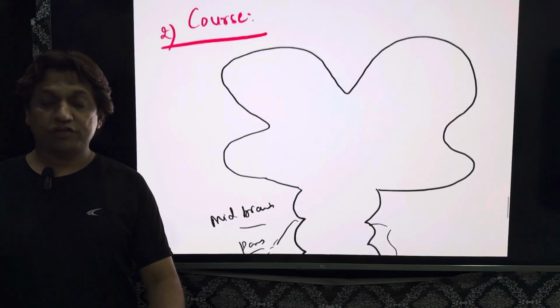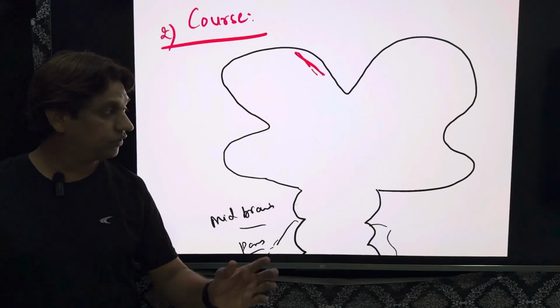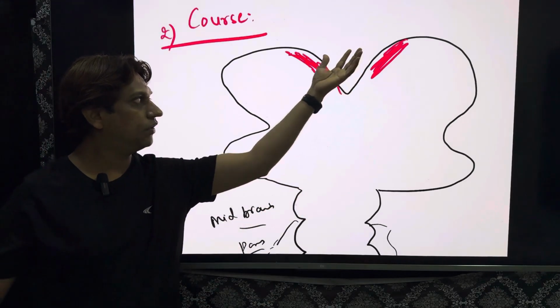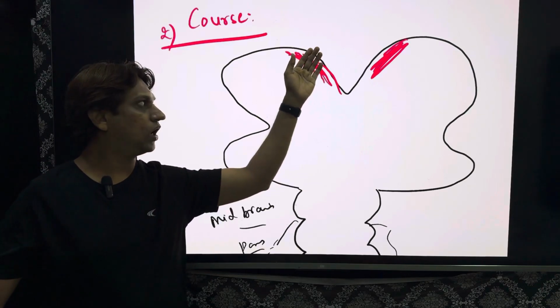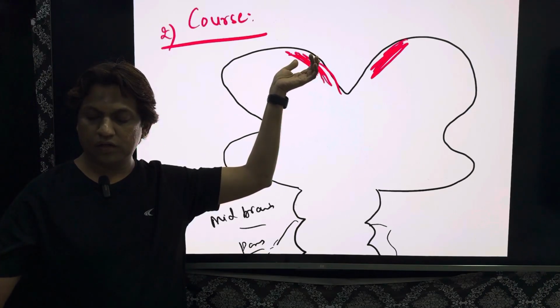Now we have discussed the origin. So I will just use this red color. From this right cerebral cortex and from this left cerebral cortex, that is primary motor area, supplementary motor area, premotor area and the somatosensory area. This is the cerebral cortex, right side and left side.